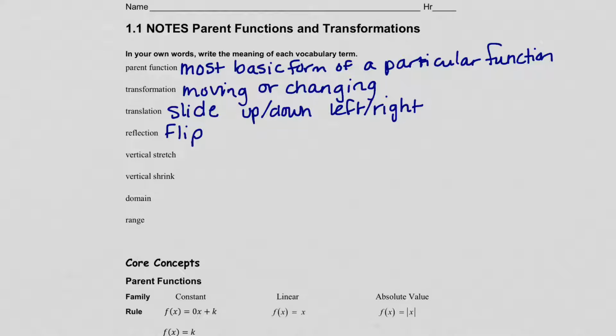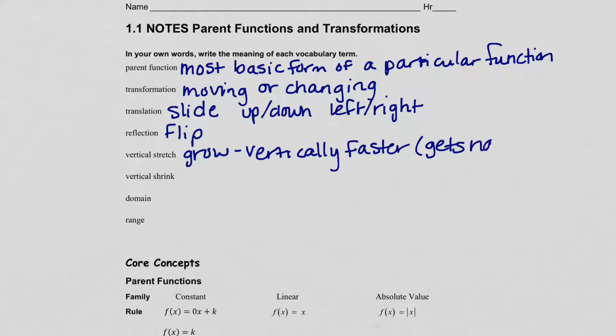Vertical stretch, well, stretching, if you think of Stretch Armstrong, something like that, it's where it grows, gets longer. It's stretching vertically, and we consider that vertically faster. It also makes the graph horizontally get more narrow, so nice and skinny and long is the stretch.